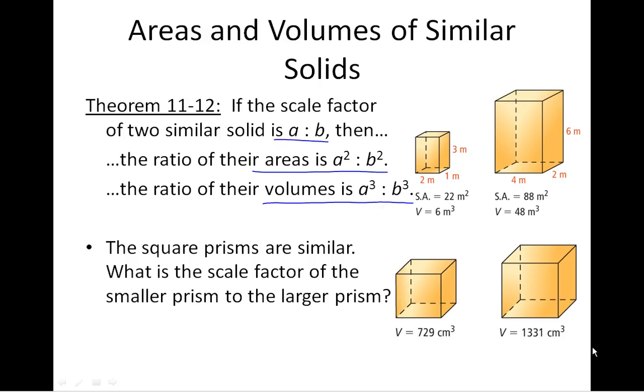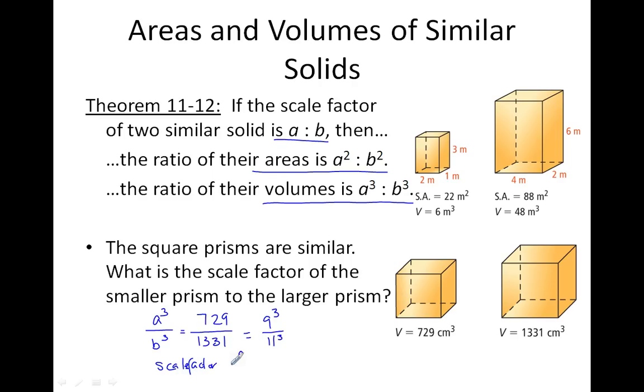So if we look down here at the bottom, we have square prisms that are similar. We want to know the scale factor of the smaller prism to the larger prism. So remember, A cubed to B cubed. We're looking at volume. So smaller is 729 to the larger is 1331. The first thing I want to do is take the cube root of each of those, and hopefully it'll be a perfect cube. If I look at 729, I find that that is 9 cubed. 1331 is 11 cubed. So the scale factor of the smaller to the larger is 9 to 11, A to B. Remember, we could also have it written this way, 9 to 11.